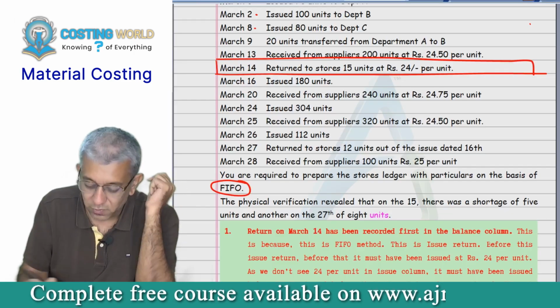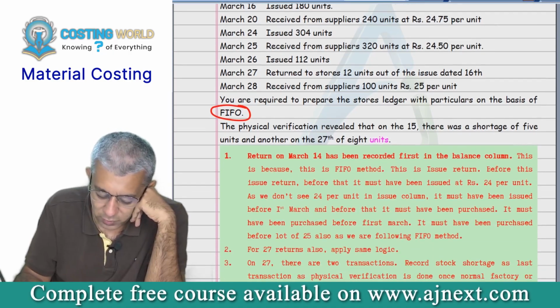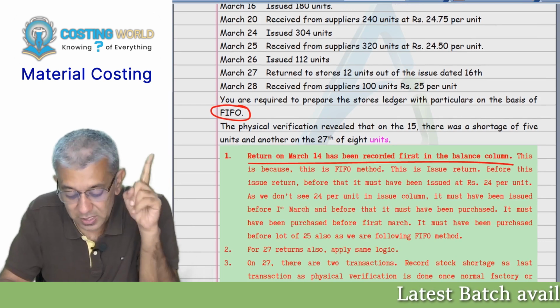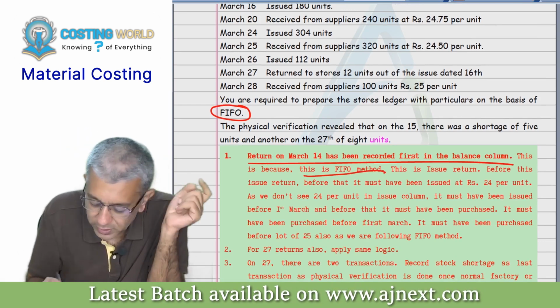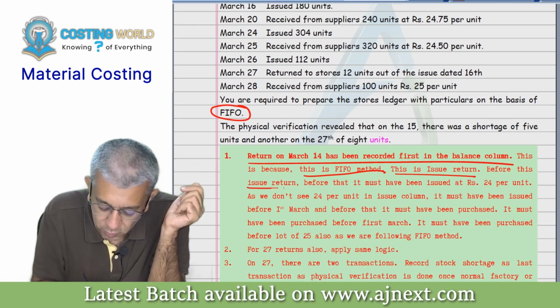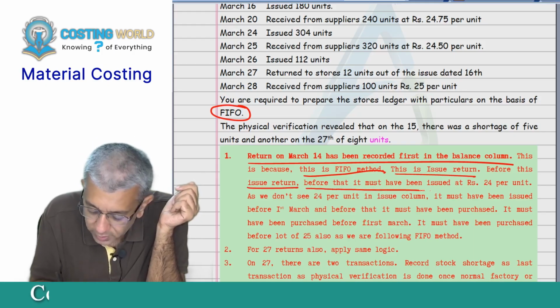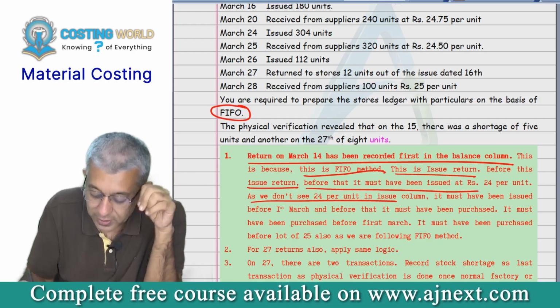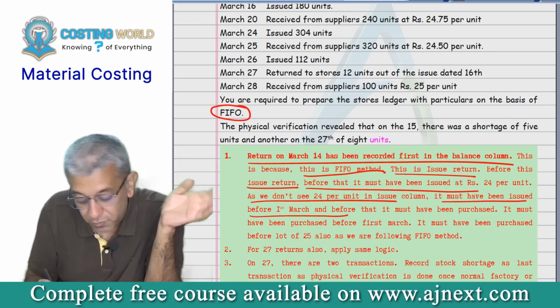Refer note 1 of shorts. Now see what I have given over here. Returns of March 14th has been recorded as the first in the balance column. This is because this is the FIFO method. This is issue returns. Before this issue returns, it must have been issued at the rate of 24. As we don't see 24 per unit in the issue column, it must have been issued before 1st of March.